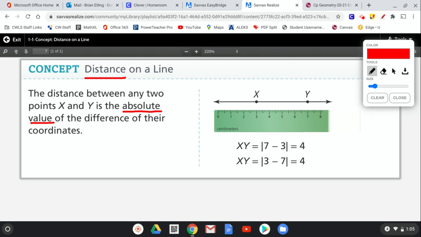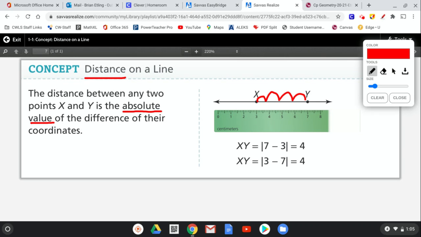In this case, they're asking what's the distance between X and Y. Now, this one's 7 and 3, so you can always just go 1, 2, 3, 4. Done. It's 4. That's fine. If you have trouble with this, draw your number line, count, and you're good to go.